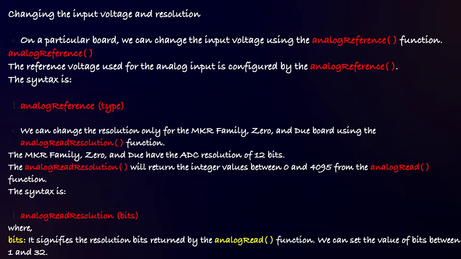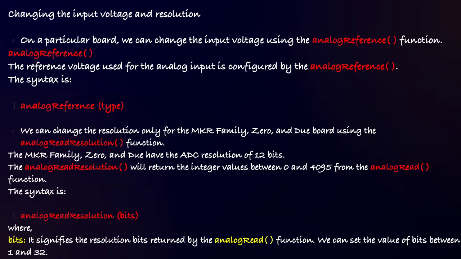And what is the syntax? Can you see over here? analogReference, and in parentheses, the type is written. Now we can change the resolution only for the MKR family, that is Zero and Due board, using the analogReadResolution function. Only a few boards like the MKR family, not the Mega family, can have it changed like that, by using the analogReadResolution function.